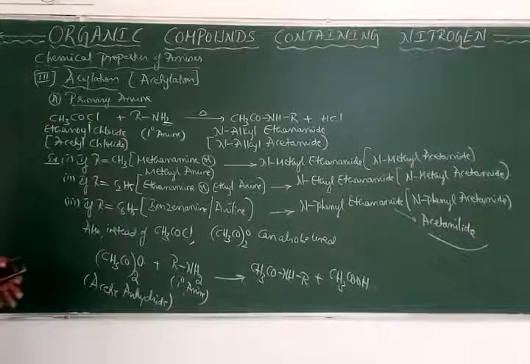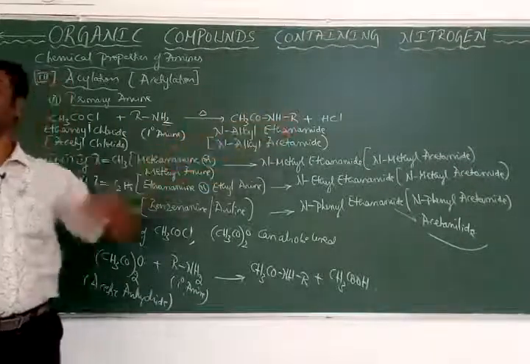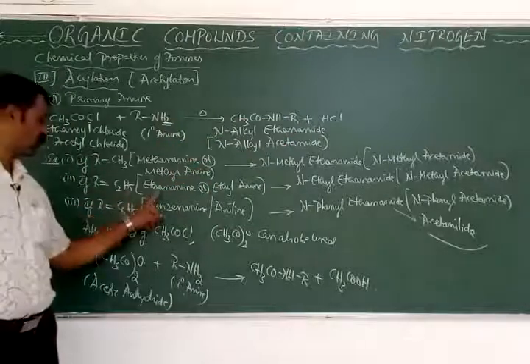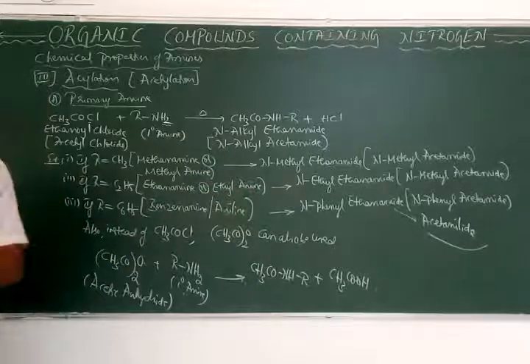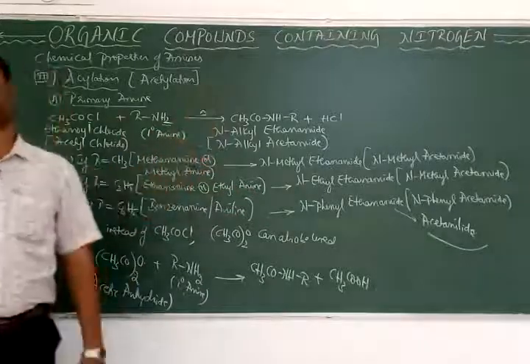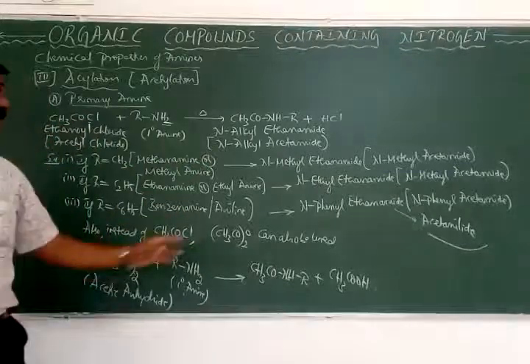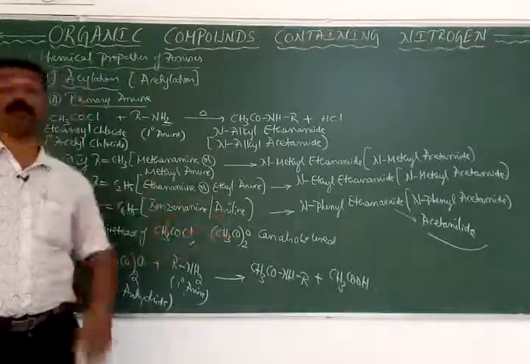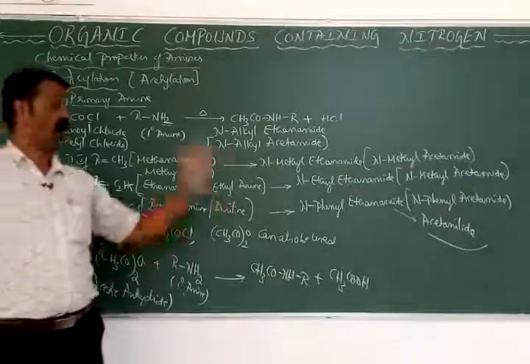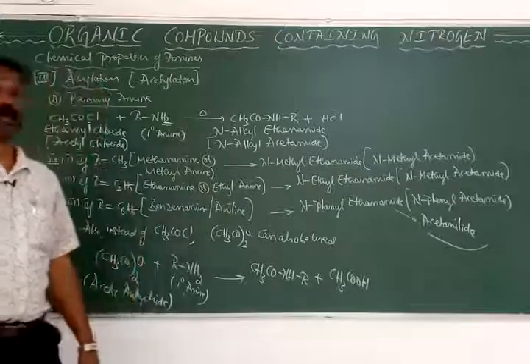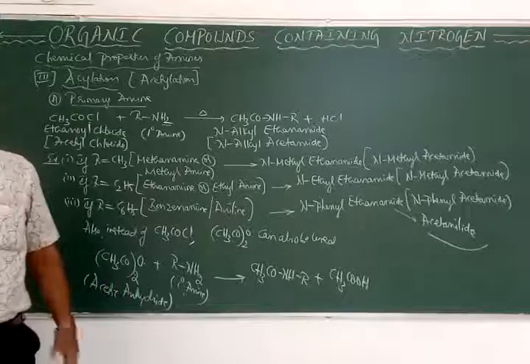If I take methyl, that is called methylamine, the product is N-methyl ethanamide, or it is also called N-methyl acetamide. If R is equal to C2H5, it is called ethanamine, which is also called ethylamine. The product is N-ethyl ethanamide, or N-ethyl acetamide. Suppose R is equal to C6H5; it is called benzenamine, or simply aniline, and the product obtained is N-phenyl ethanamide or N-phenyl acetamide, also called acetanilide.